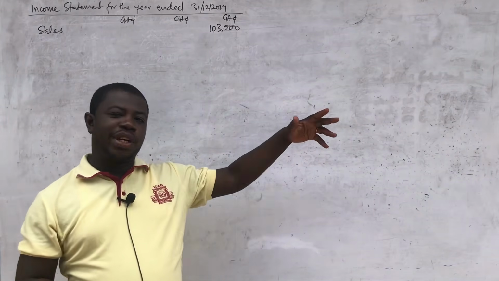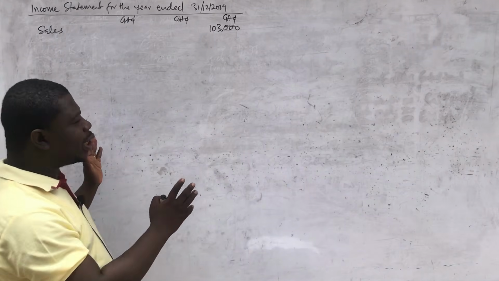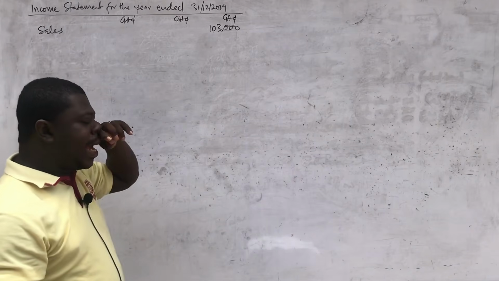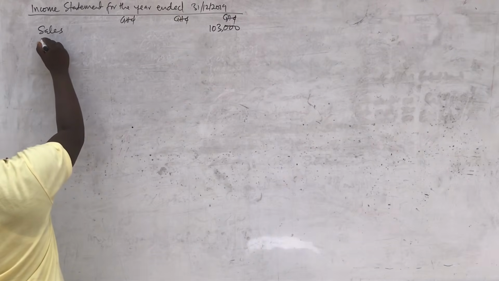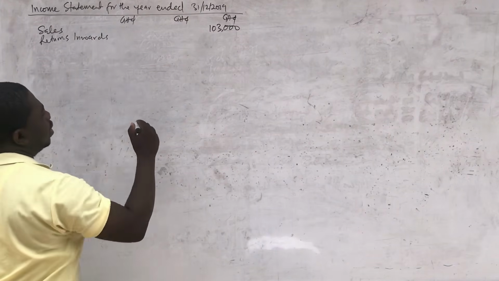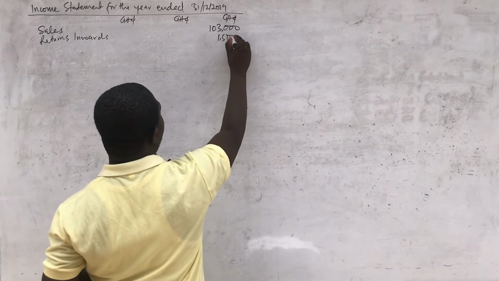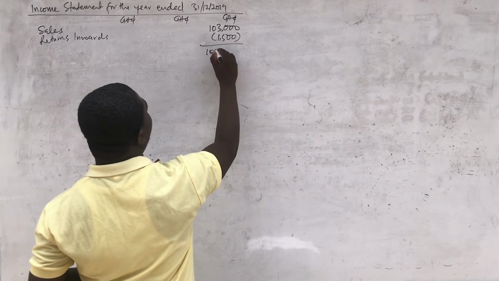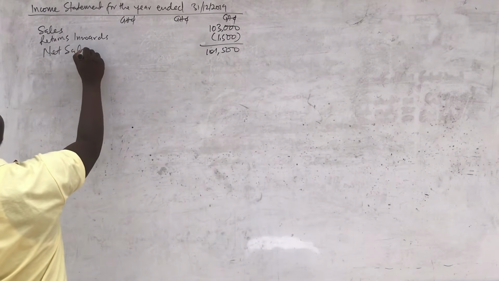Mind you, all that we did was the workings. But when we come to the format, you know the format already for the income statement. So just go by the format. Ask yourself the question, is this return inwards? Is there anything in the question that will affect it? And so I think there was sales returns or returns inwards. Remember, we use it to prepare the control account for debtors. So the returns inwards figure in the question was 1,500. So when we take that out, our net sales will be 101,500. That will be our net sales.